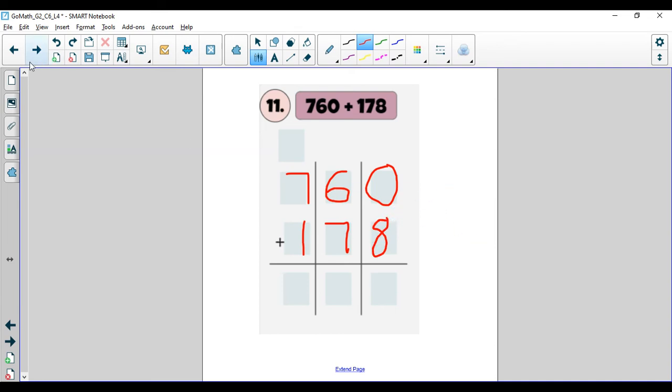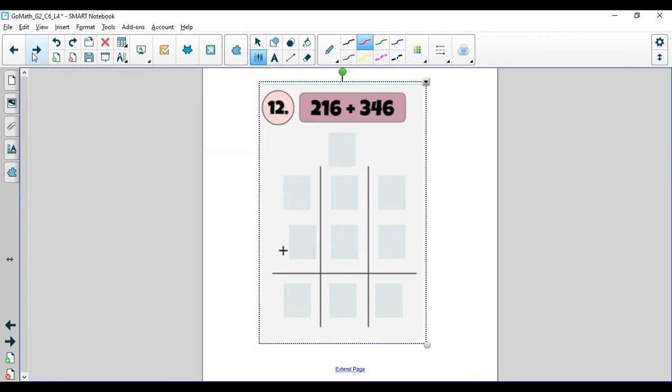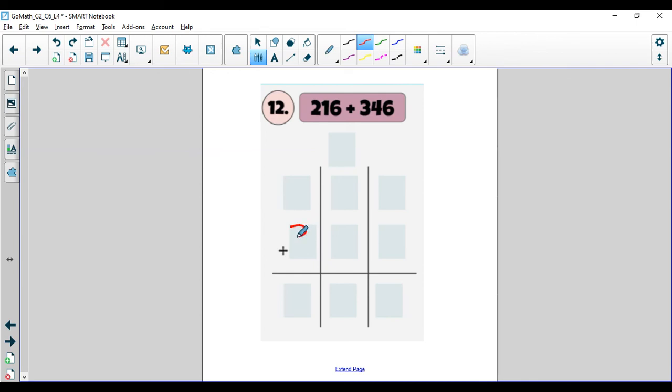Let's take a look at number 12 and rewrite this: 216 plus 346. If you had trouble lining up your last one and making sure you had enough space, you can always start with your bottom number, 346, and write 3 hundreds, 4 tens, 6 ones. And then work your way up for 216 and line up your hundreds.